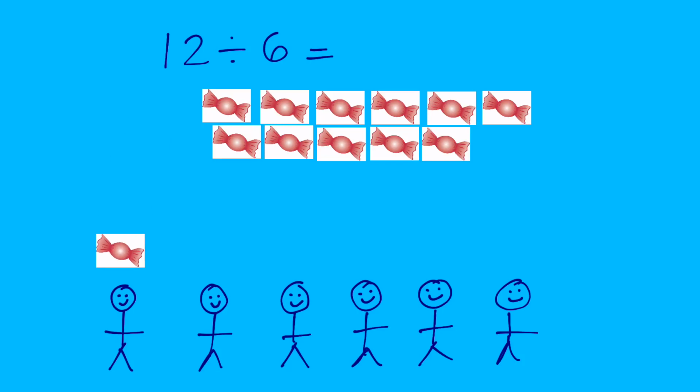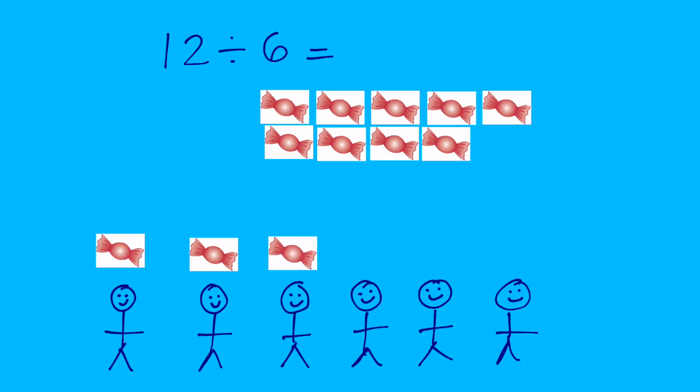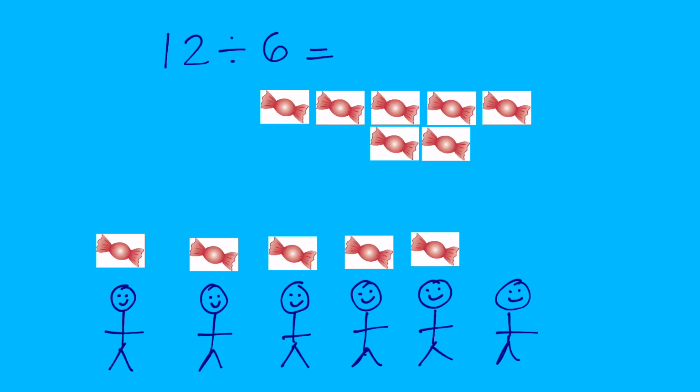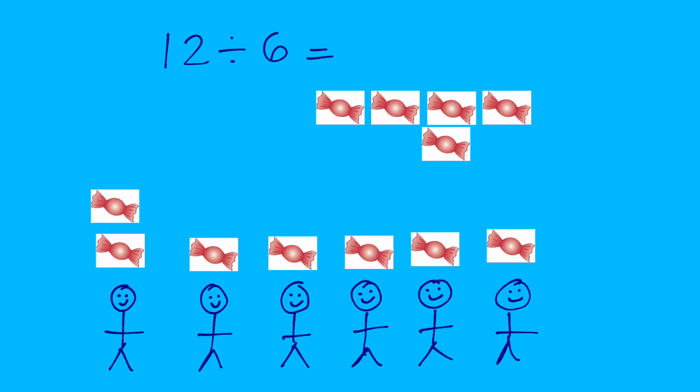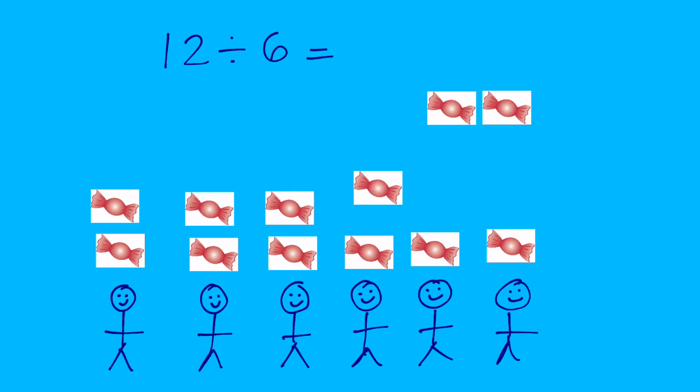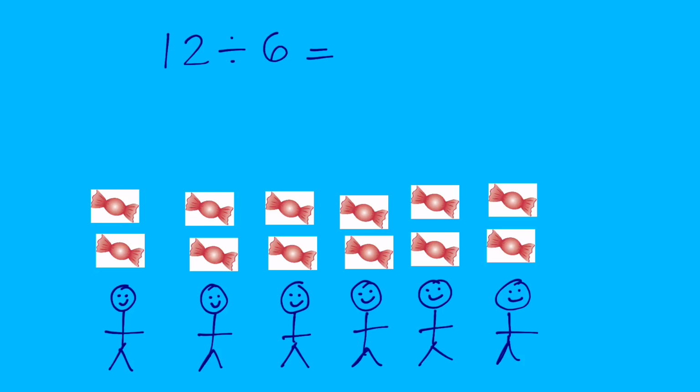1 for you, 1 for you, 1 for you, 1 for you. 1 for you. 1 for you. Now everyone's got 1. We've got to keep sharing out until we've given out all the sweets. There we go. And I can see that everybody has been given 2 sweets each. And that's because 12 divided by 6 is 2.